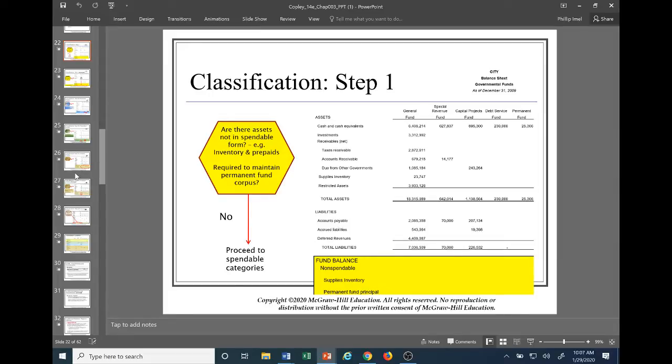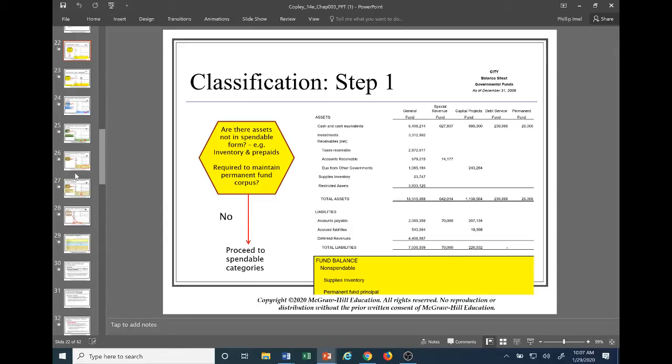So it says here, are there any assets that are not in spendable form? They're referring to inventory or prepaids. And are we required to maintain a permanent fund corpus? Just for now, in this example, they're saying no. There's no inventory and prepaids, and we're not required to maintain that permanent fund corpus. So obviously that means for the fund balance, if you can see here, we have our assets and total, followed by our liabilities. Obviously the difference is the fund balance. So now we're building that fund balance section.